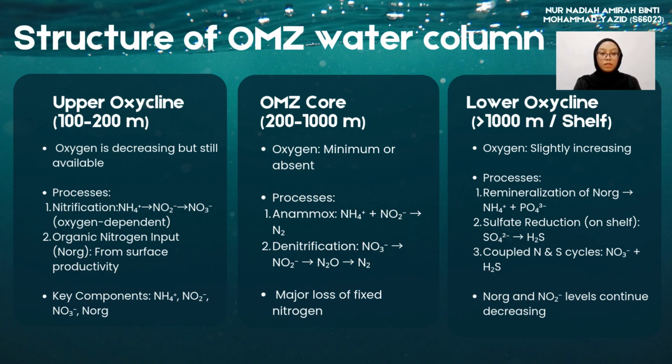The water column of an oxygen minimum zone contains the upper oxycline, the core of the OMZ, and the lower oxycline. In the upper oxycline, just beneath the euphotic zone, there is some oxygen, which is influenced by surface productivity. Organic nitrogen from sinking dead plankton and waste begins to accumulate here to support the microbial activity below. One major process that occurs here is nitrification.